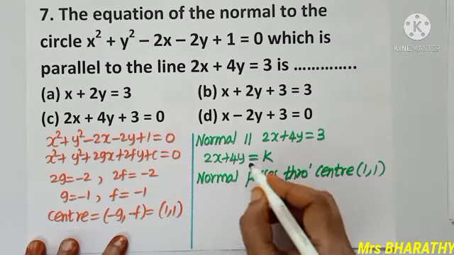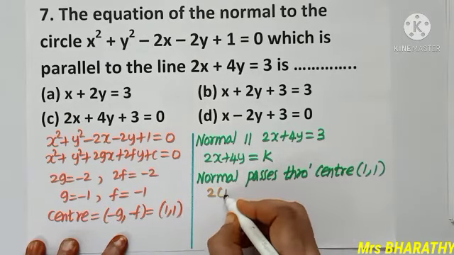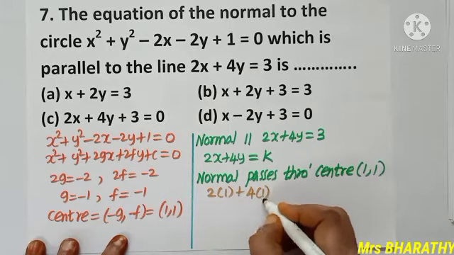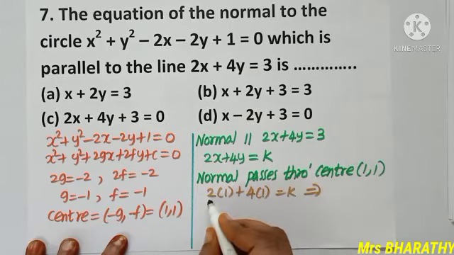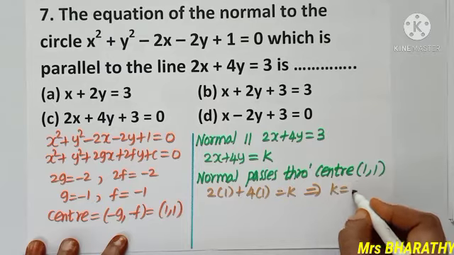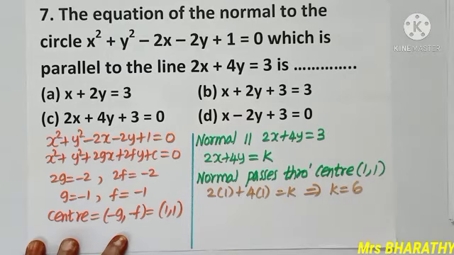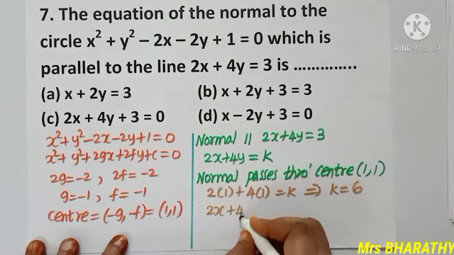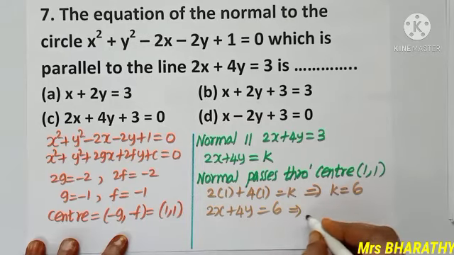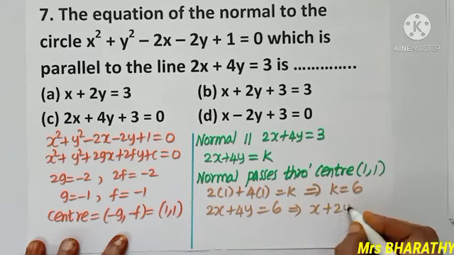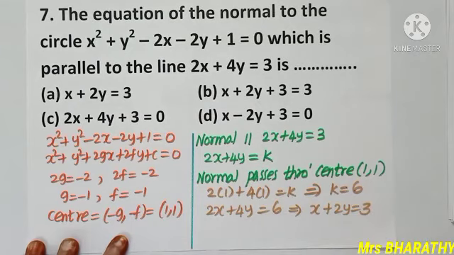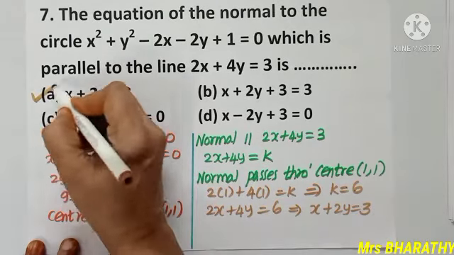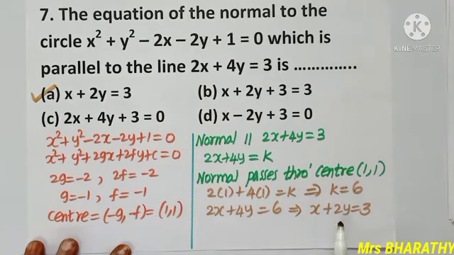Substituting the center here, it is 2 into 1 plus 4 into 1, that is k. 2 plus 4 gives us k value as 6. Substituting that back, 2x plus 4y equals 6. Dividing by 2, we arrive at x plus 2y equals 3. So the correct option is A, where we get x plus 2y equal to 3.